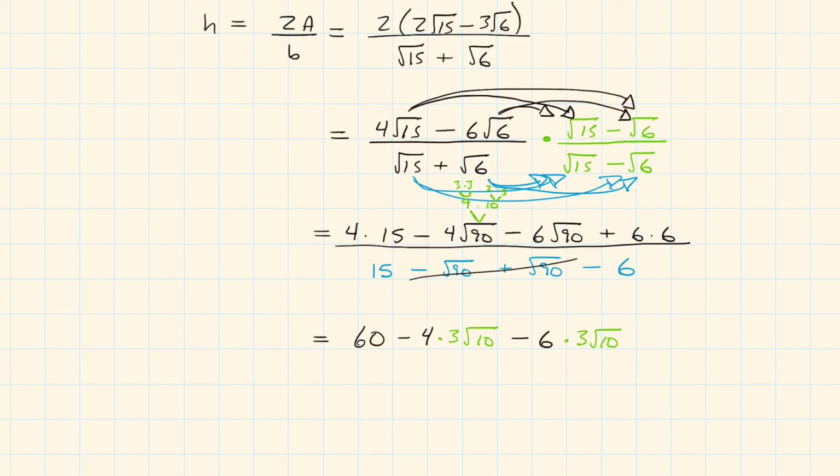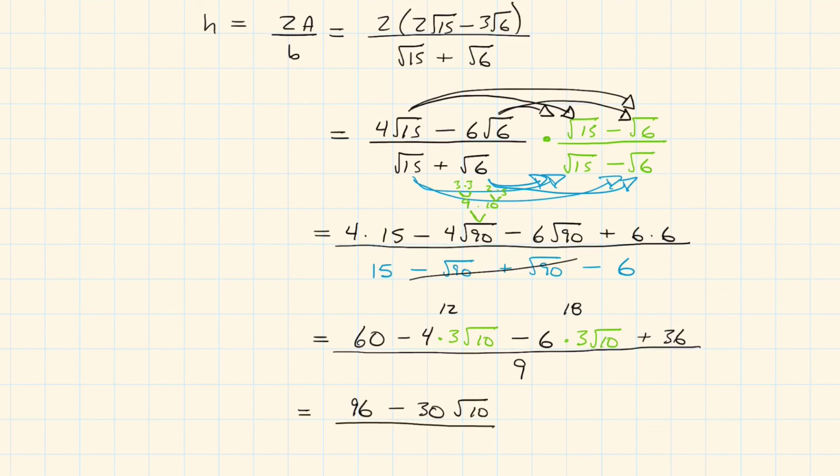Collecting like terms in the denominator, we have 15 minus 6 is 9. So our denominator is just 9. Now I'm just going to collect like terms up top. 60 minus 36... 60 plus 36 is 96. And then I got minus 12 root 10 minus 18 root 10. So negative 12 minus 18 is negative 30, and the root 10 stays the same, all over 9.